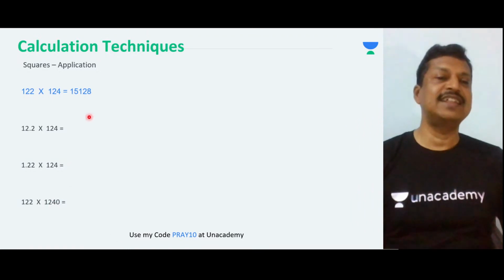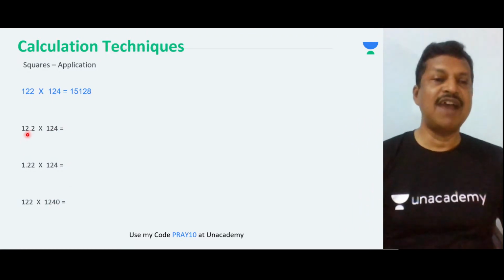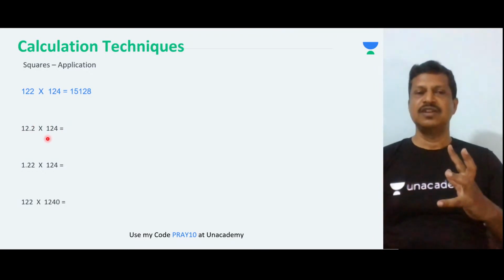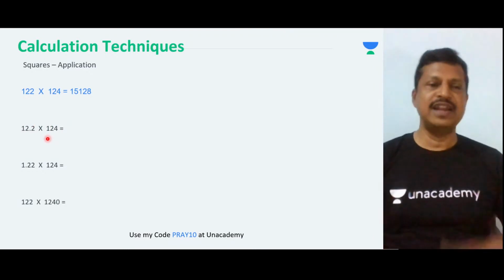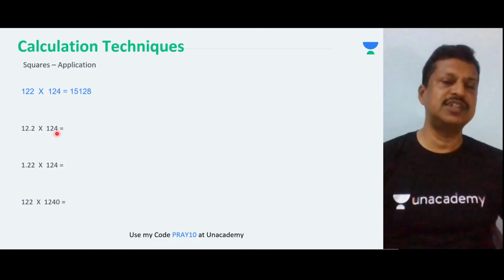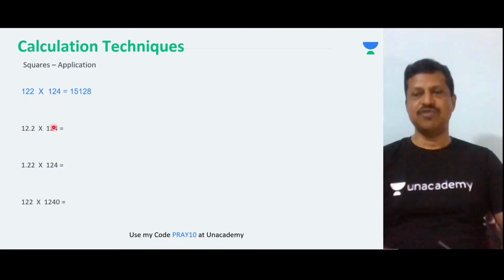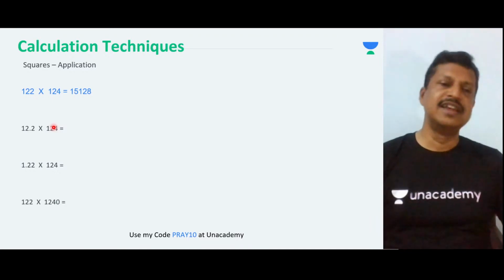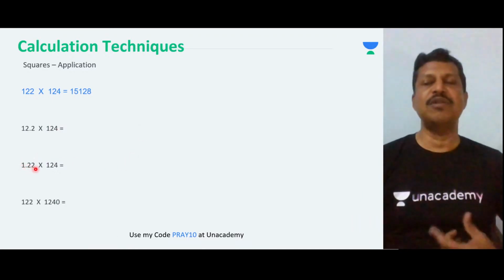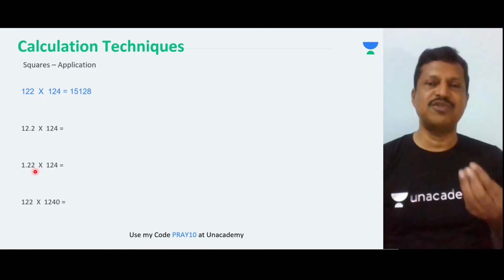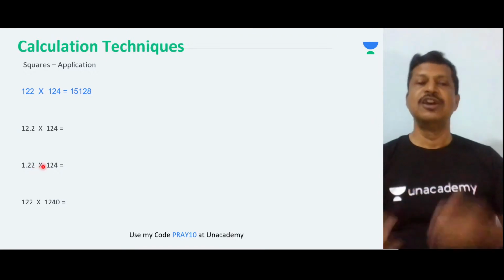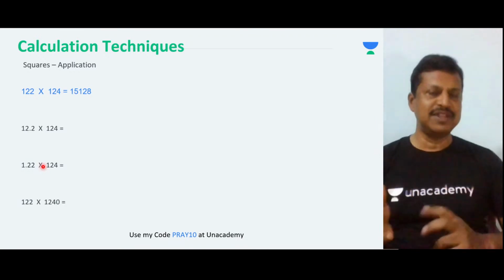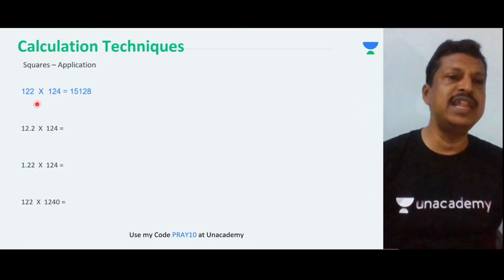Now, please understand this. You have to connect this with this. So what is the process of connection? Forget decimal. If you forget decimal, this will be 122 and 124. Do you know the product of 122 and 124? Yes, we have already learned that. Similarly, 1.22, don't look at 1.22, look at this as 122. 122 into 124. This is how you map the numbers. If you can map the numbers this way, then you can connect with this.